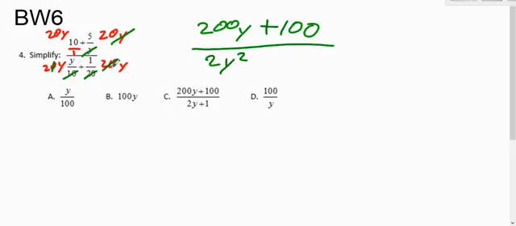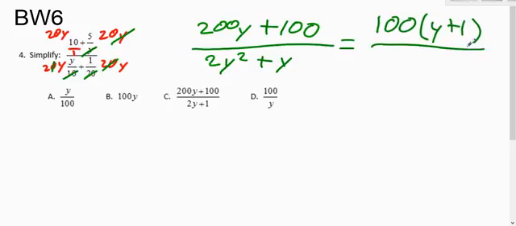And then the 20s will cancel. So you just get plus y. And now that it's simplified, there's not as many fractions involved. Now we just factor. On top, we can take out 100, and we'll be left with y plus 1.